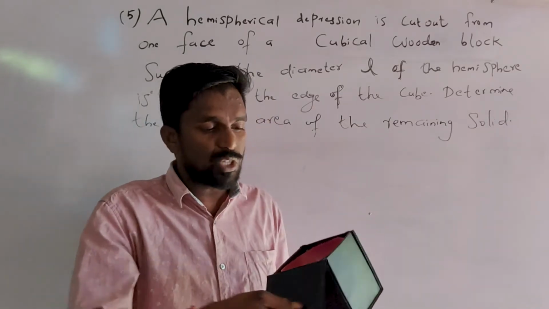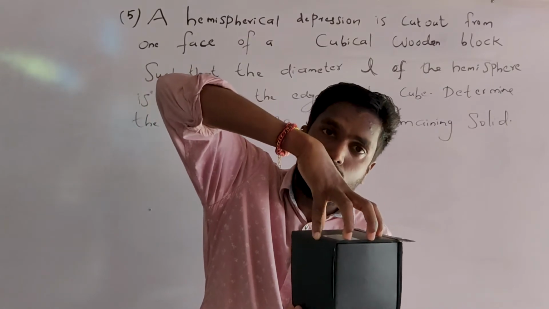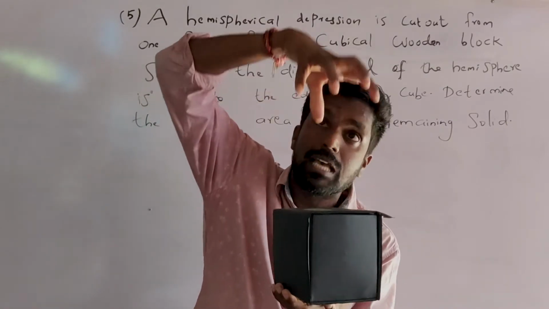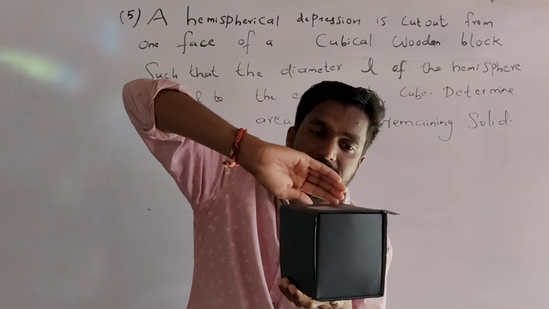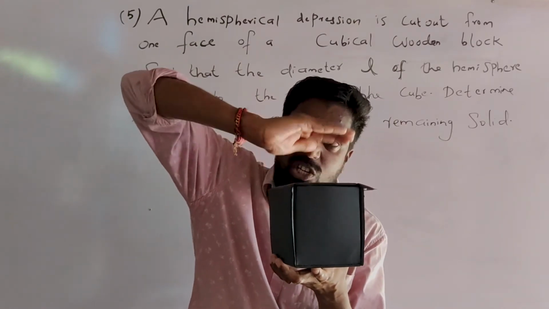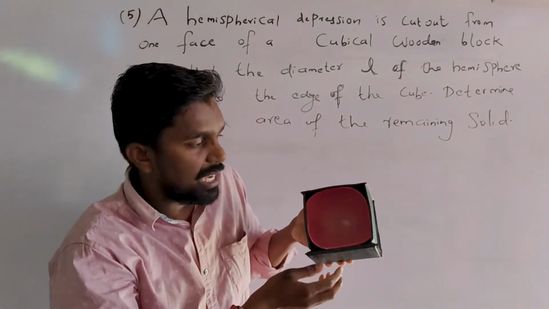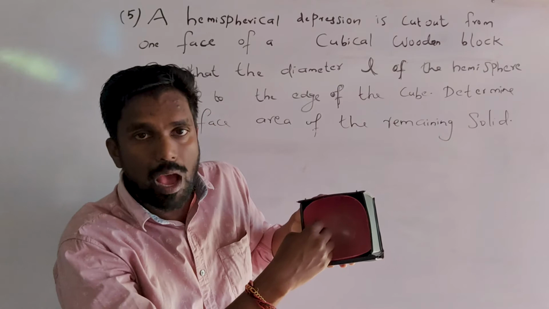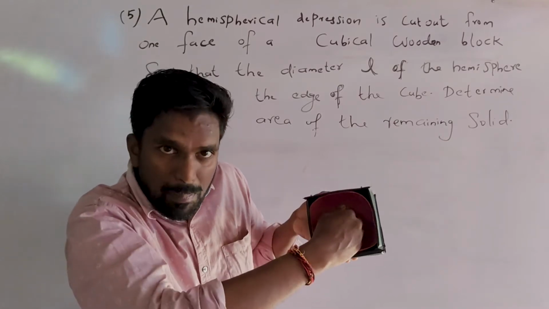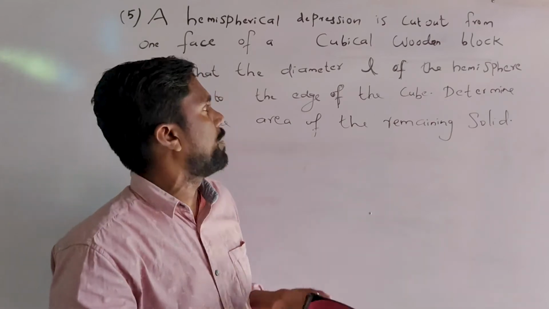In the previous question, the hemisphere is mounted on the cube. That means you can see the hemisphere on the top of the cube, a projection outside. But in this question, the hemisphere is cut out. A hemispherical depression is cut out from one face of the cube.